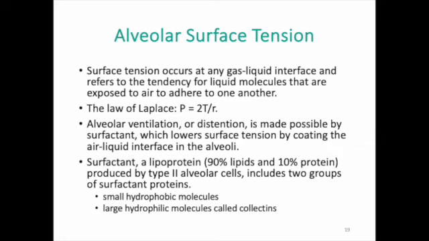Now think about someone that does not have surfactant at all. We don't make surfactant until about 32 weeks gestation, plus or minus. So when we have a premature baby that doesn't have surfactant at all, it can put them in respiratory distress. And this is why many premature infants under 32 weeks require ventilation.